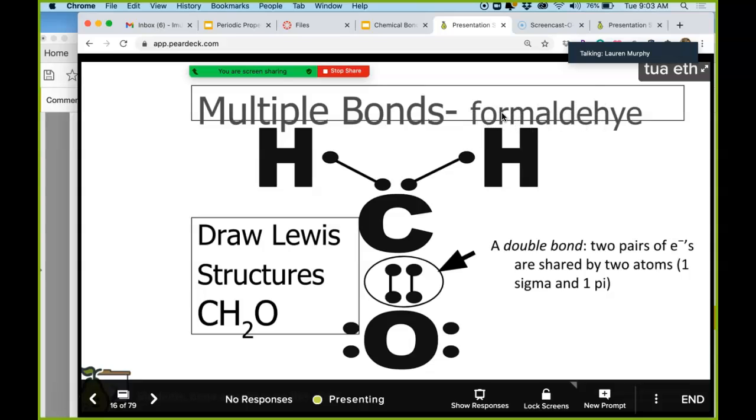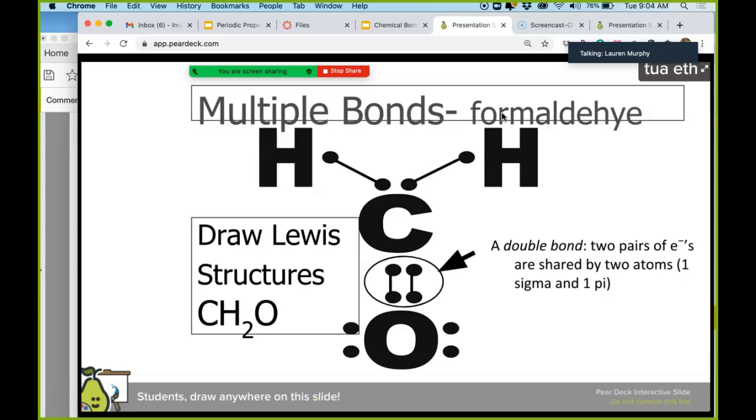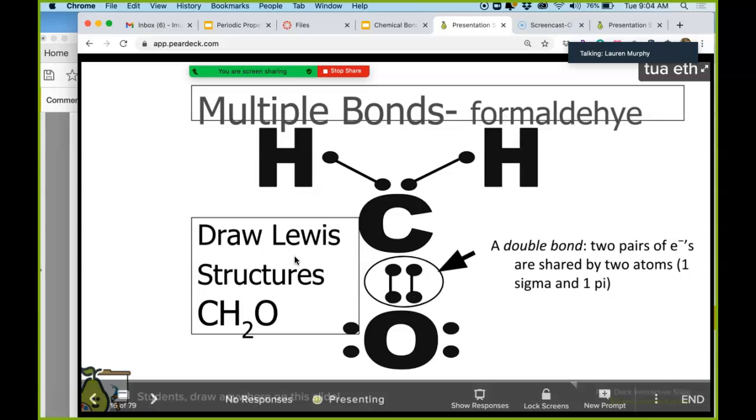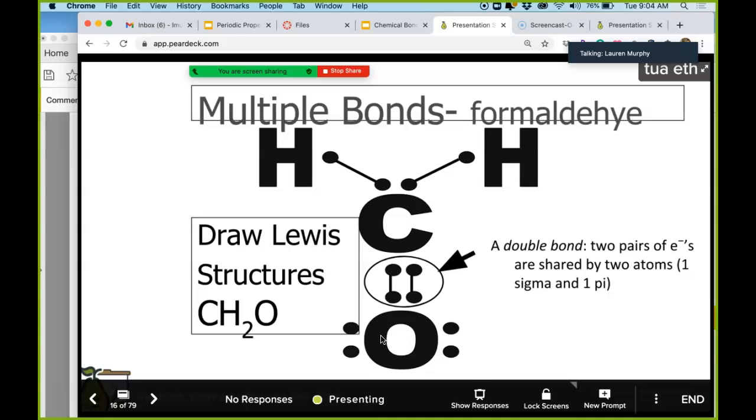This guy's chemical name is formaldehyde. If you don't know, formaldehyde is what they used to preserve things like bodies and such. They don't use it anymore because it's considered carcinogenic. But this is the chemical structure for formaldehyde.